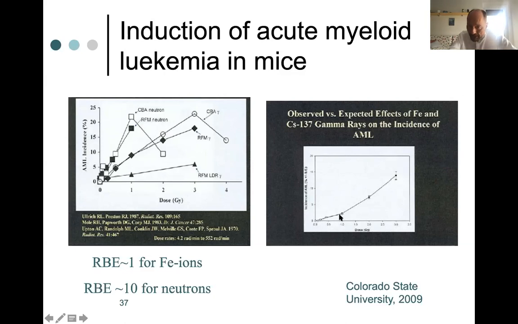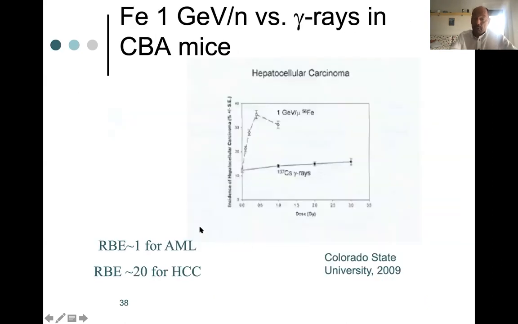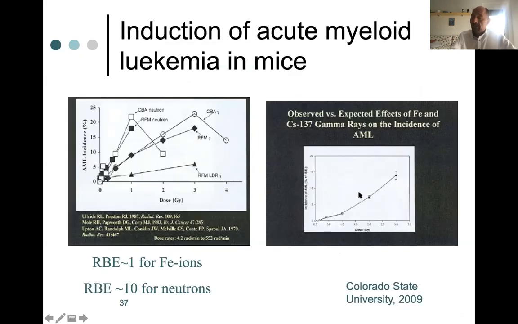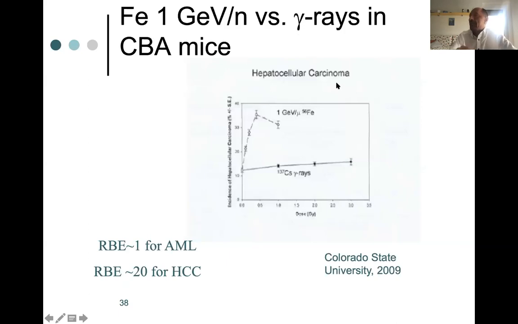The white points here are iron ions. The black points are gamma rays. No difference. RBE 1. You see, 1 for iron ions, about 10 for neutrons. And also, in the same system where they found no leukemia, they found a lot of hepatocellular carcinoma. The RBE for hepatocellular carcinoma is something like 20.